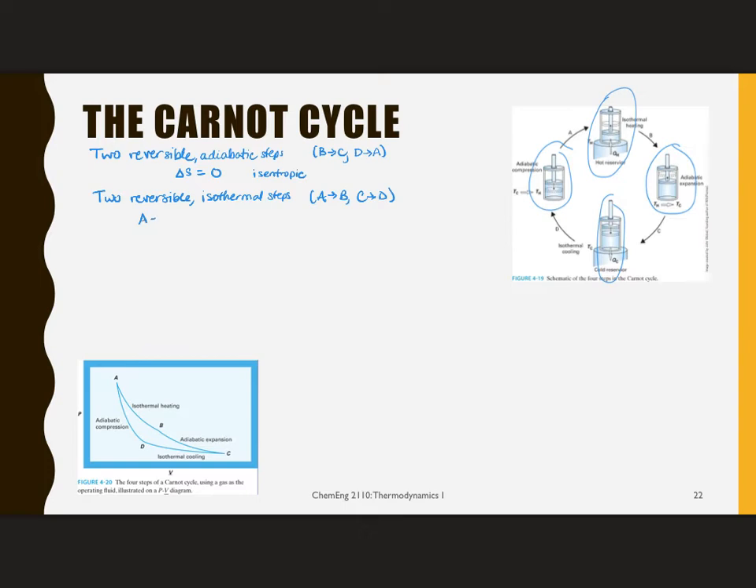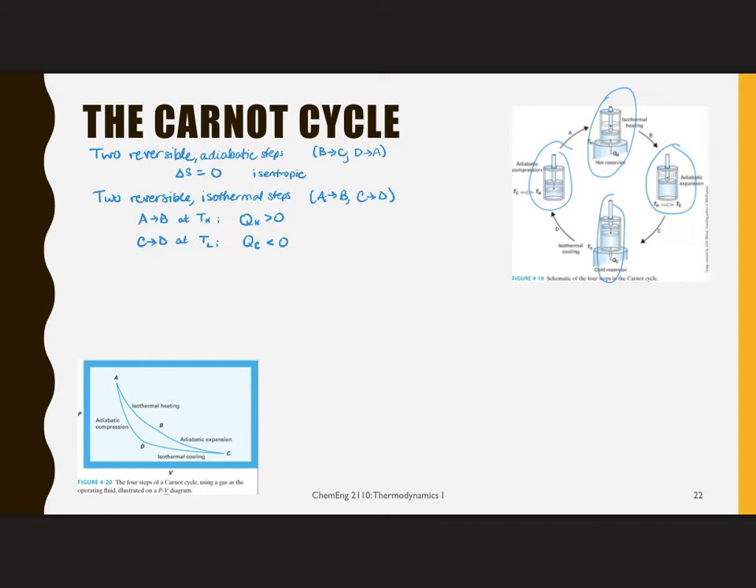Now, from A to B, this is happening at a high temperature. And if it's going to be done reversibly, we know that it has to be isothermal, because if there is a delta T, it's not going to be reversible. Okay? So therefore, from A to B, it's going to be at a constant T sub H, and heat transfer is coming in. Okay? We also have C to D being done at a cold temperature, T sub L, and that is heat transfer going out.